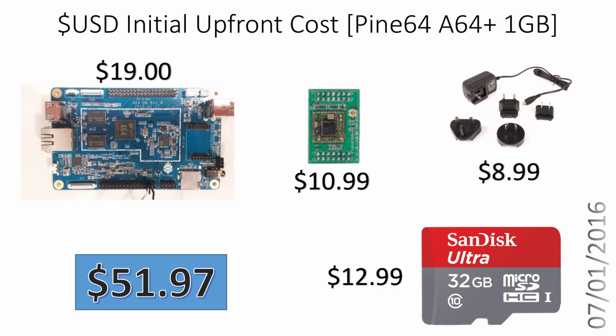So this is the Pine A64 diagram for cost. As you can see, I selected the A64 plus 1 GB to be similar to the Raspberry Pi in terms of RAM and other specs. So the board has a price of $19. I got these prices directly from the Pine64 website, except for the SD card. I got that from Micro Center. The Wi-Fi adapter for the board is $10.99. And the international power adapter for the Pine A64, which supplies the correct amount of power, is $8.99. And like before, the SD card is $12.99. And so the grand total to purchase a Pine A64 Plus to start off with is $51.91.